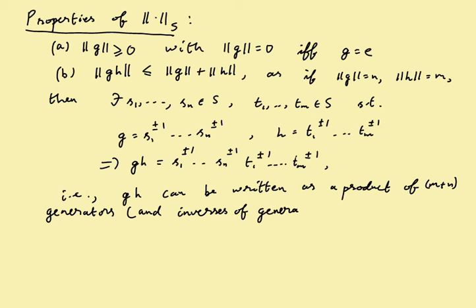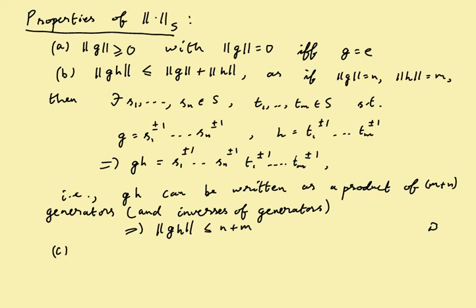What is the consequence of this? Remember what the norm is. The norm is the smallest way in which you can write it as a product. Now you can write it with n plus m, and so you can perhaps write it with even fewer or perhaps not, but whichever way it is, the norm of gh is at most n plus m, which is the sum of the norms. Okay, so we have seen, well, these are the usual norm properties.